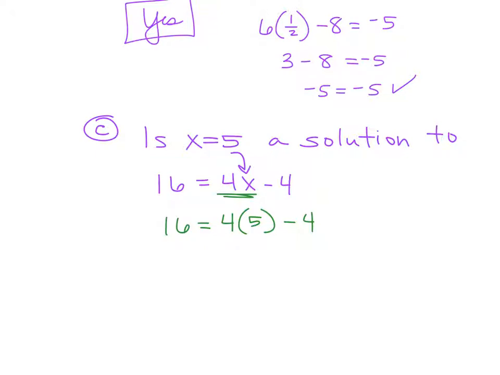4 times 5 is 20. Minus 4 is 16. So your right side equals 16, your left side equals 16. Is it a solution? Yes, it is. Okay, questions on that? Okay, so that is 1.8a. That's the first lesson. We have 1.8b to do.